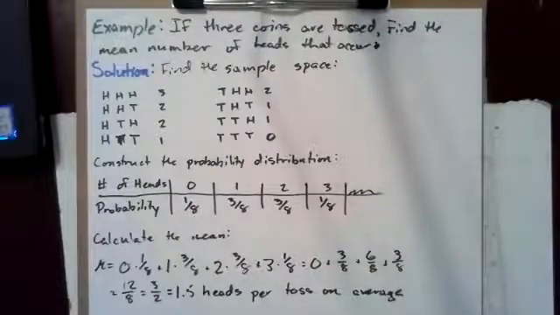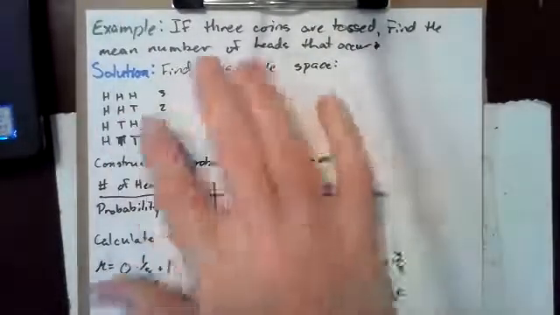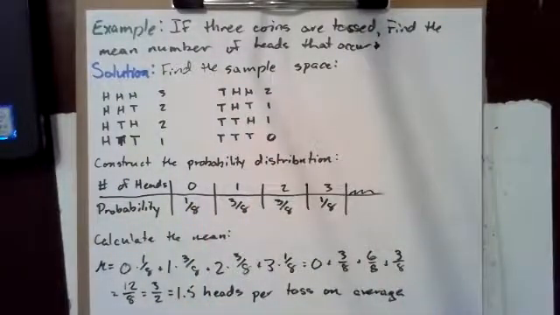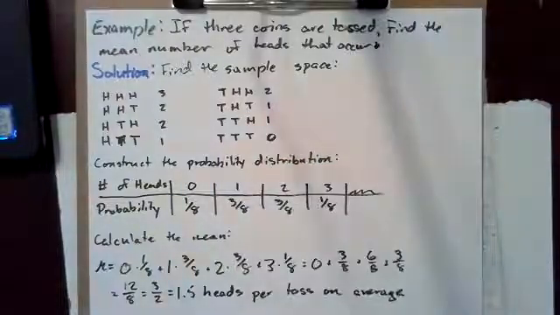Another example. If 3 coins are tossed, find the mean number of heads that occur. So first we find the sample space. There are 8 possible ways for 3 coins to be tossed. 1 is all heads, 1 is all tails, and then the others are distributed: 3 that have 2 heads and 3 that have 1 head.